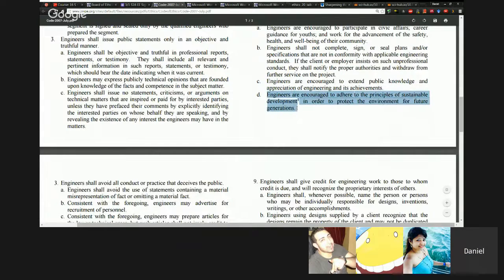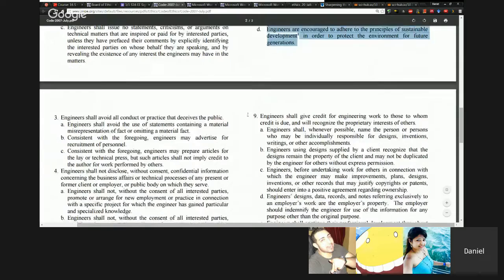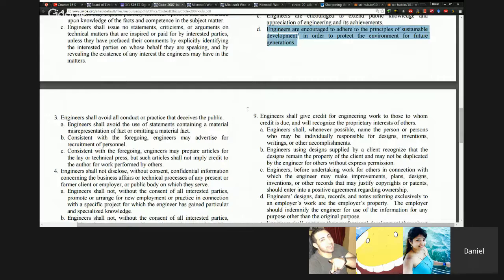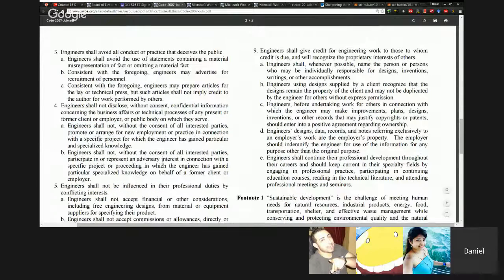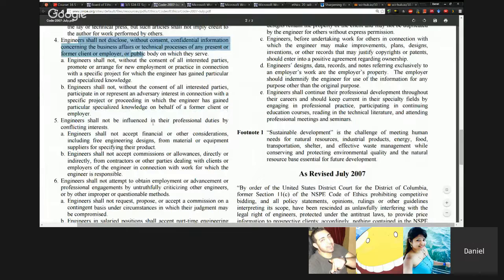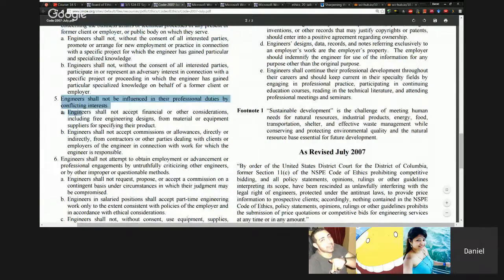Sustainable development. The Code of Ethics also recognizes an obligation to principles of sustainable development, so wasteful stuff is against the Code of Ethics. You shouldn't disclose confidential information from your client unless it goes against this code. Be careful of conflicts of interest.